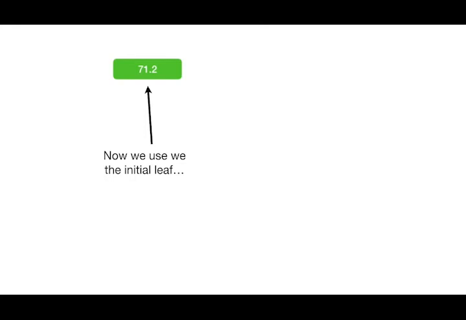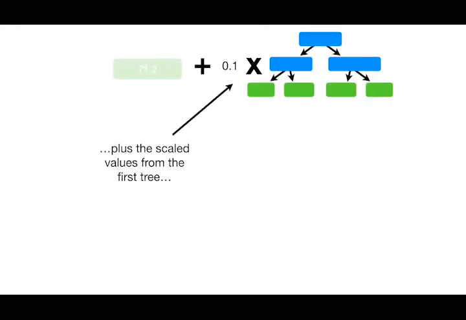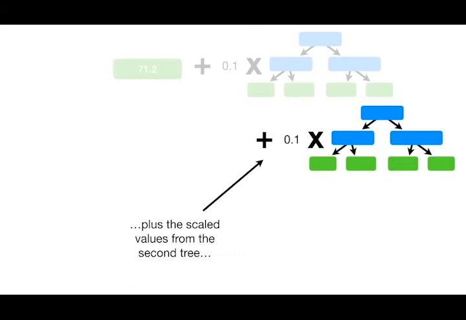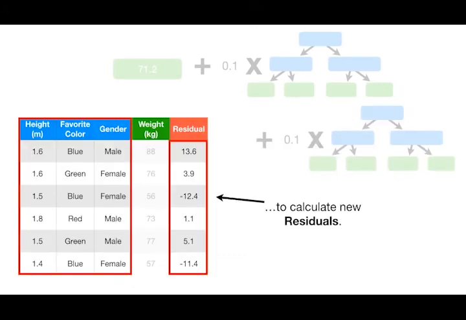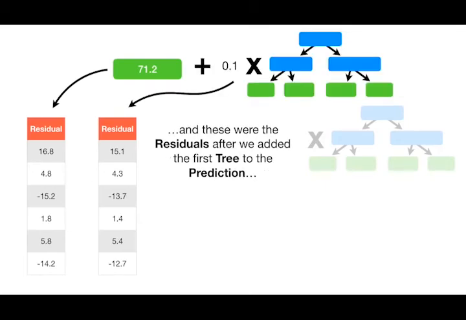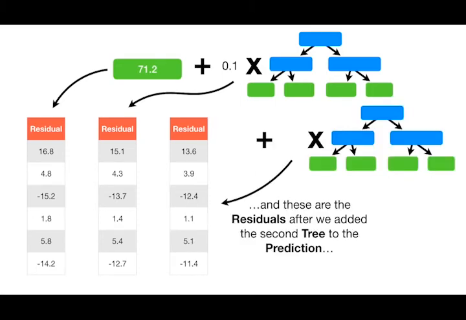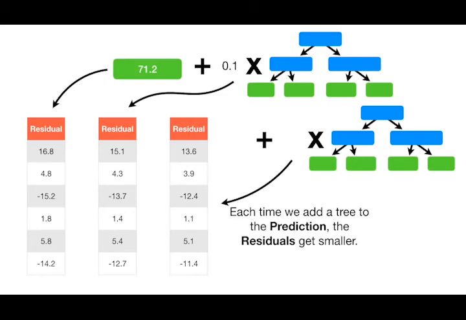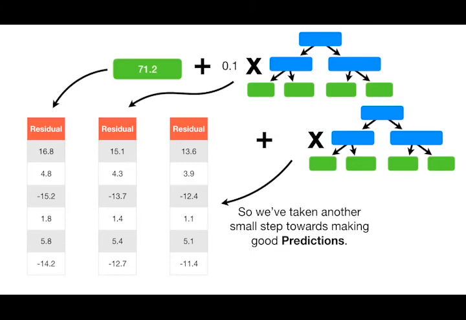Now we use the initial leaf plus the scaled values from the first tree plus the scaled values from the second tree to calculate new residuals. Remember, these were the residuals from when we just used a single leaf to predict weight. And these were the residuals after we added the first tree to the prediction. And these are the residuals after we added the second tree to the prediction. Each time we add a tree to the prediction, the residuals get smaller. So we've taken another small step towards making good predictions.